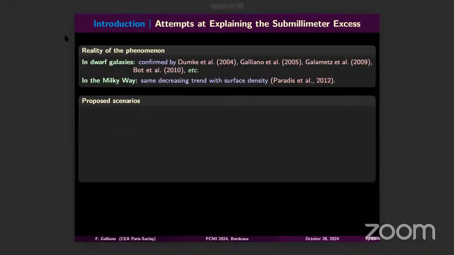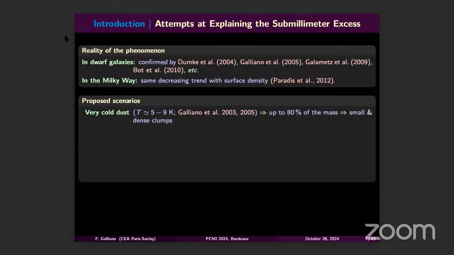Several scenarios have been proposed in the literature to try to explain the origin of this excess. One is that it could come from very cold dust. That was a very simple explanation, but it would need to account for a very large fraction of the total mass being concentrated in a few small dense clumps. And it doesn't work when you look at the spatial distribution of the excess, which tends to be very diffuse and anti-correlated with the density.